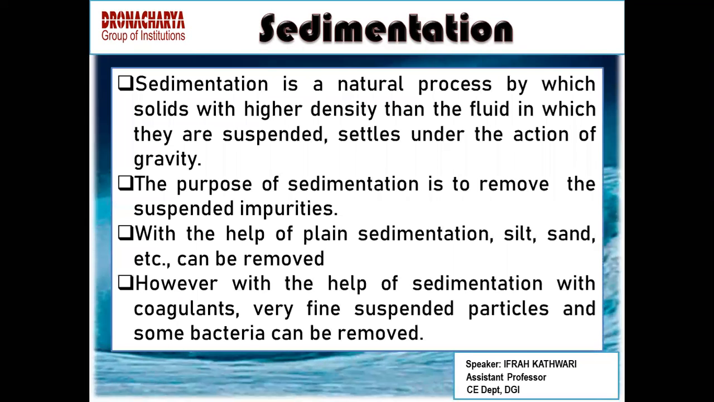The suspended particles that may be present in water get settled down. They can settle down due to their high density or their specific gravity. If the specific gravity of the suspended particle is greater than one, then it will settle down at the bottom of the sedimentation tank.